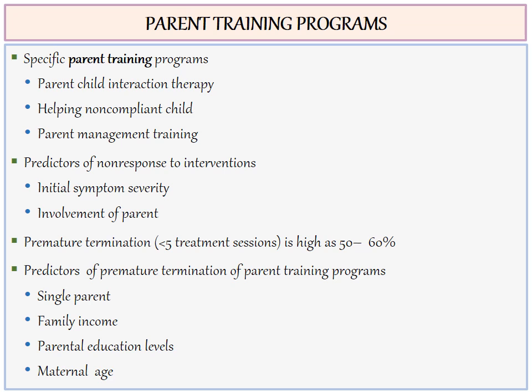Parent training programs in conduct disorder: specific parent training programs include parent-child interaction therapy, helping the non-compliant child, and parent management training. Predictors of non-response to interventions are initial symptom severity, involvement of the parent, and premature termination. Dropout within the first 5 treatment sessions is as high as 50-60%. Predictors of premature termination of parent training programs are the following: first, single parent; second, family income; third, parental education level; and fourth, maternal age.